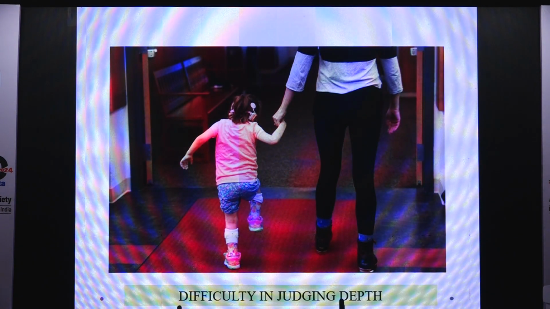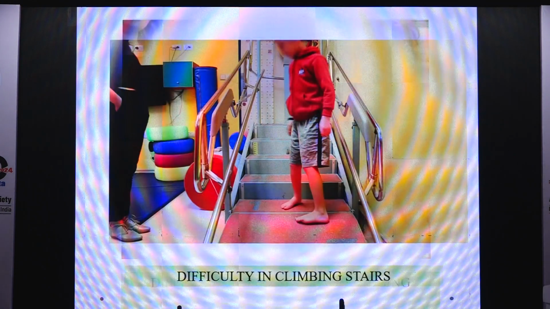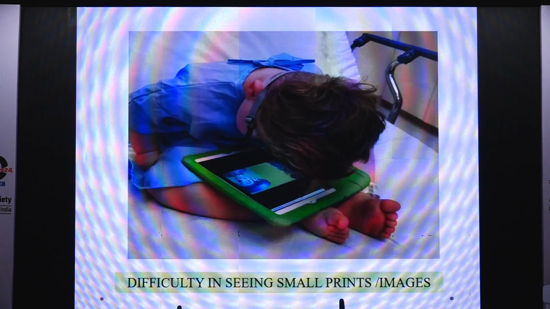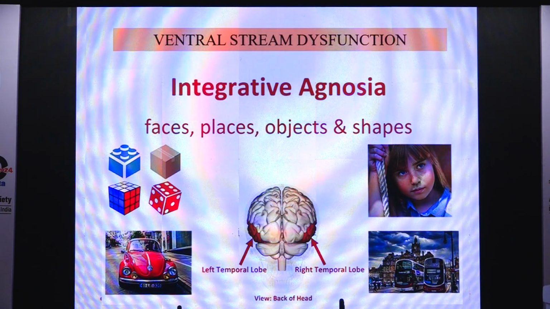Then difficulty in judging depth. You can see the child is lifting the legs way beyond up. Then there is difficulty in grasping and judging distance of objects from the body. This is very common we see in CVI children, that difficulty in climbing stairs, because in most cases we see that there is an inferior field defect which results in this. Then there is difficulty in seeing very small prints or images.